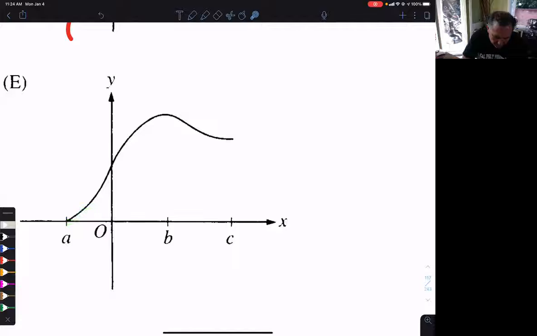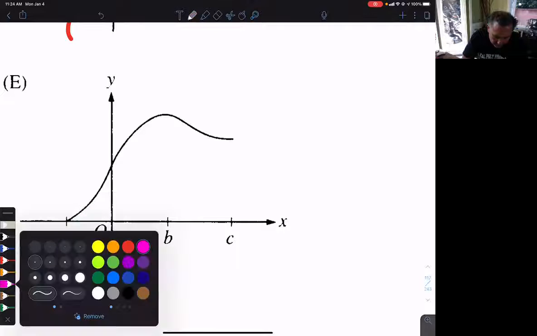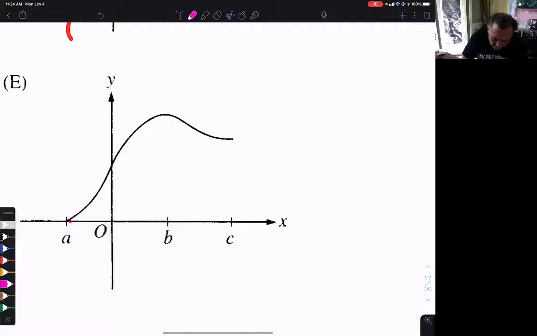I need a smaller pen. Let me do this with a smaller one. So if I go over, it goes up a little bit. Over, up more. Over, up more. Do you see each of these? You keep on adding bigger chunks.